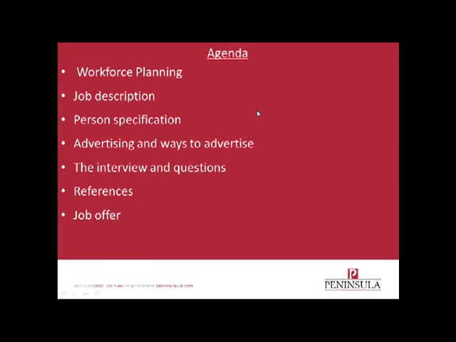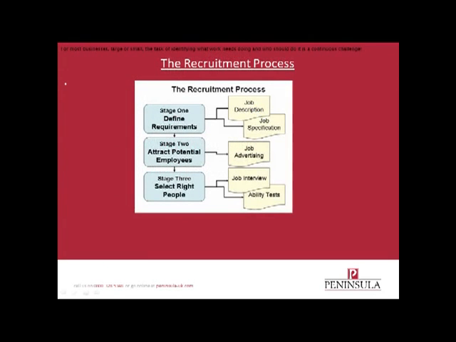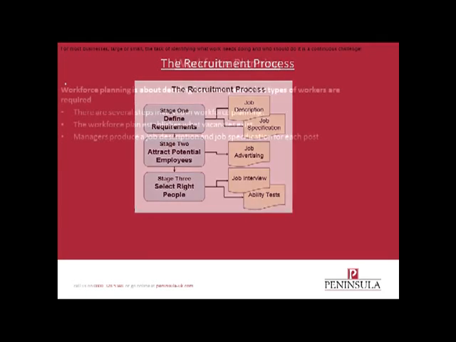Okay, workforce planning. This is the process that you should follow. Stage 1, define the requirements, stage 2, attract potentials, and then stage 3, select the right people for the job. It's always a very difficult thing to get the right person for the right job, but at the moment you've got lots and lots of candidates applying for jobs, so you've got a really good chance of getting the right person because you're getting a big pool of people applying for vacancies.